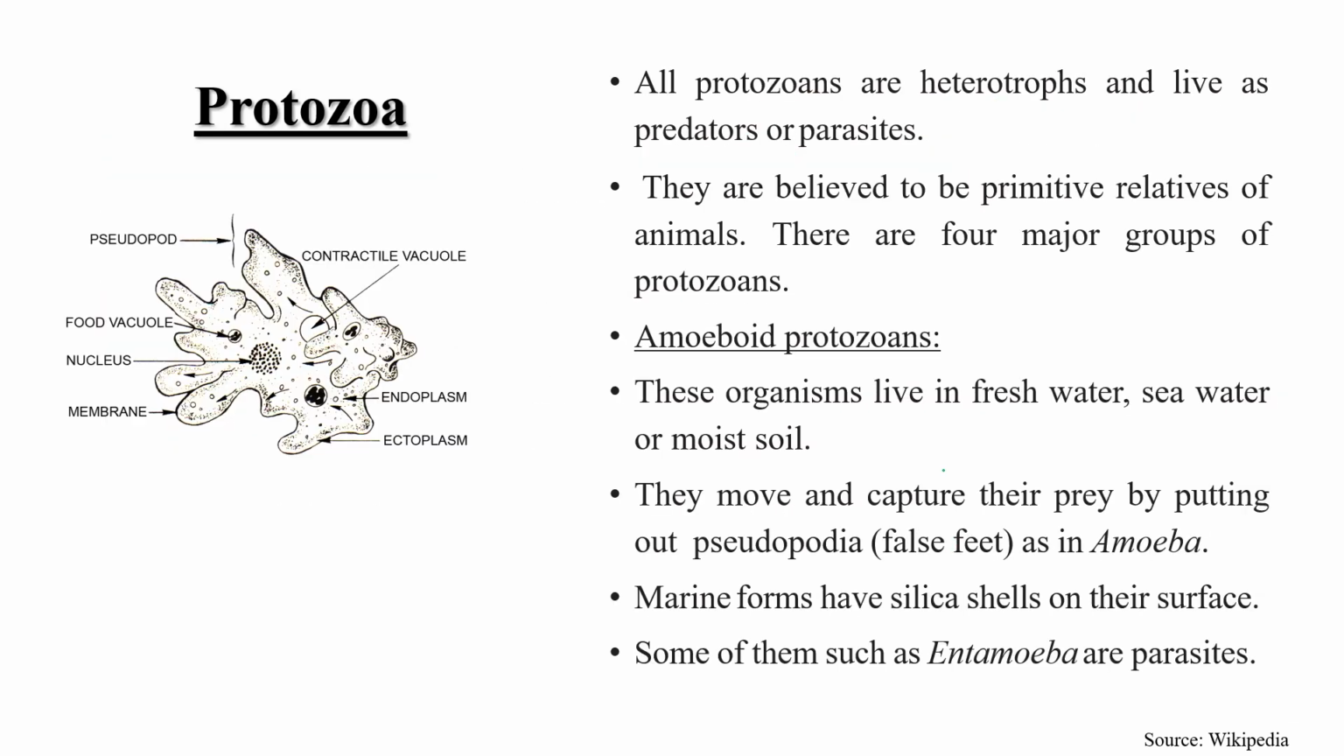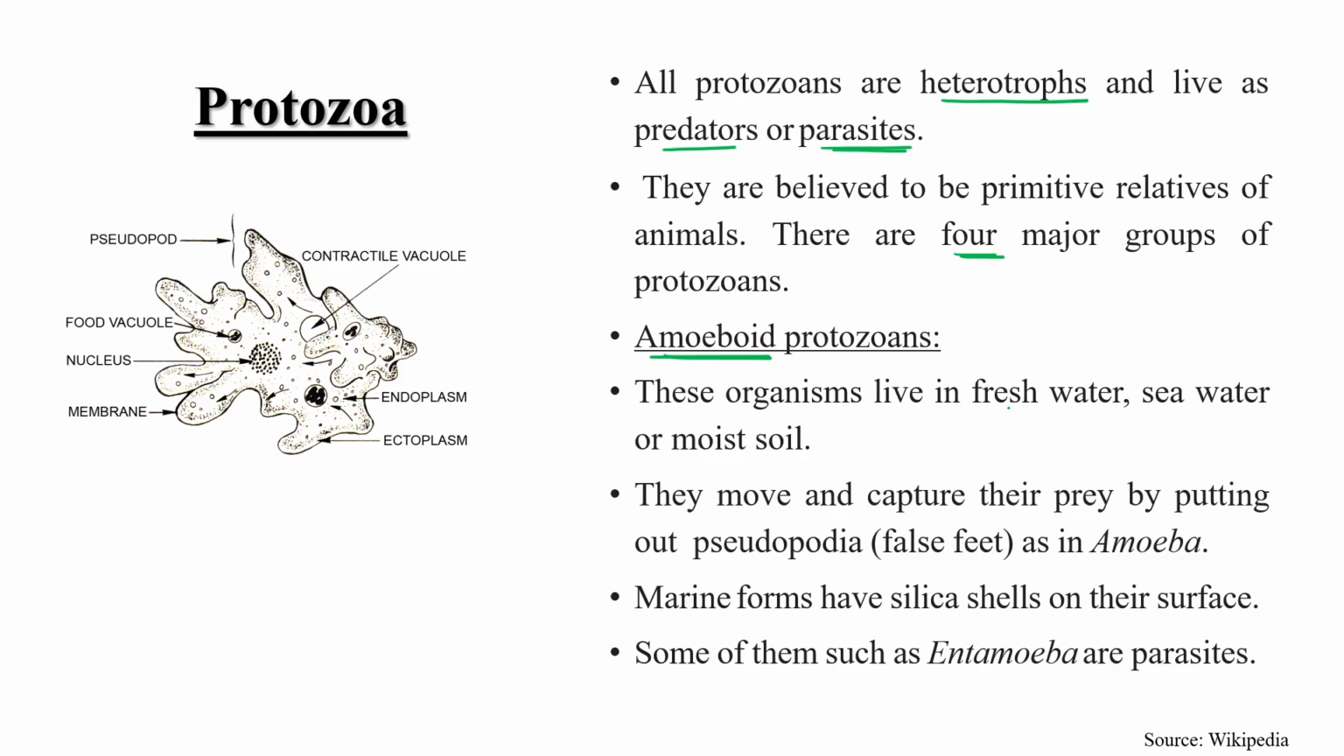Now the last type of protist is protozoa. All protozoa are heterotrophs and they live as a predator or as a parasite. They are believed to be primitive relatives of animals. They are of four major types. First type is amoeboid protozoa. You can see this picture, amoeboid protozoa.